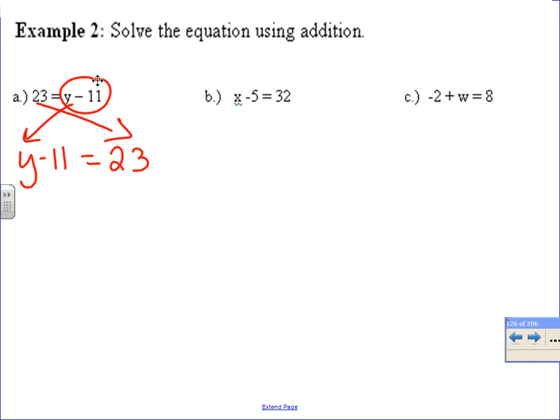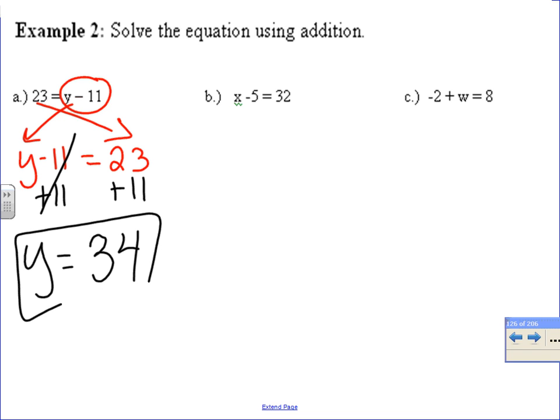Okay, now we need to solve. So using ADPO, Doug, how do we get the 11 to the other side? Good. So we're adding 11 to both sides to get y by itself. Alyssa, what is y? Good job. Y is 34.